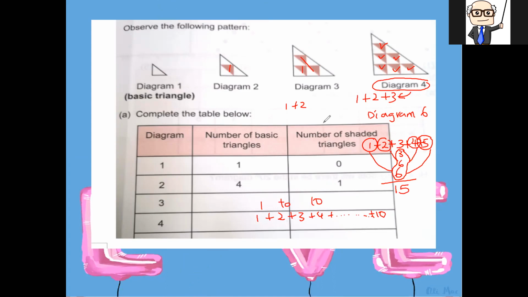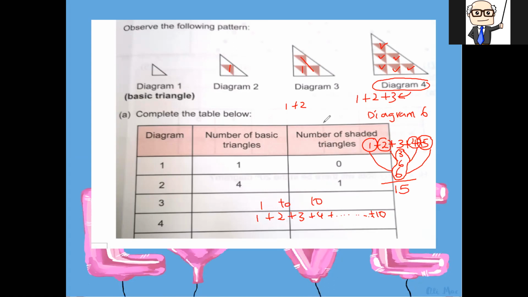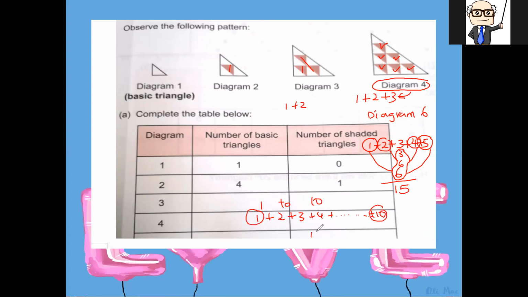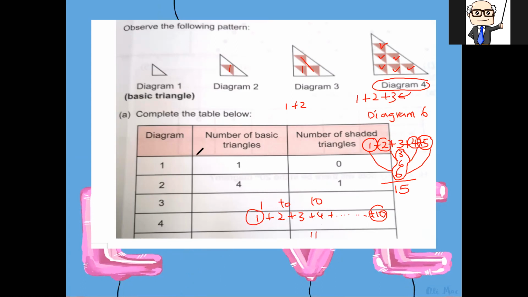Okay, so we have the answer as 55. So why do we get 55? So it's very obvious because we have, okay, let's draw it out. So the 1 and the 10 will make a 11. The 1 plus the 10 will become 11. And you know that from 1 to 10, there are 10 numbers.